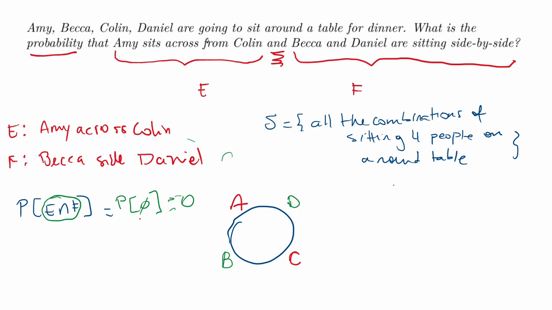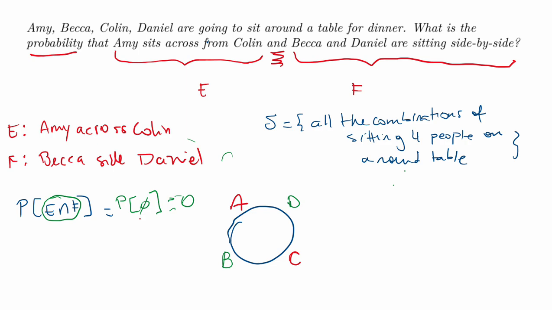When we're talking probabilities, we are interested in this E intersect F, okay? But if you think about the sample space of this problem, the sample space is the collection of all possible outcomes, right? So actually, S is the set of all the combinations of sitting 4 people around the table. And we know how to do it already, right?